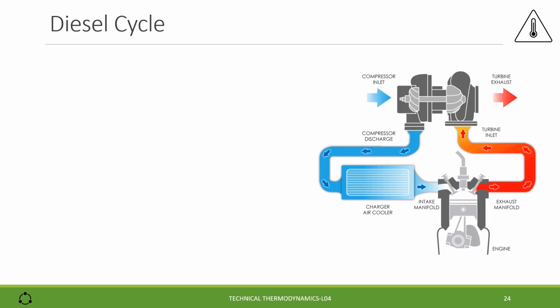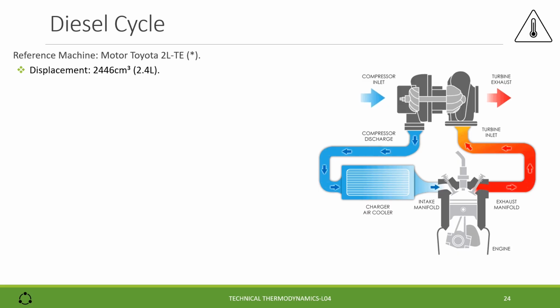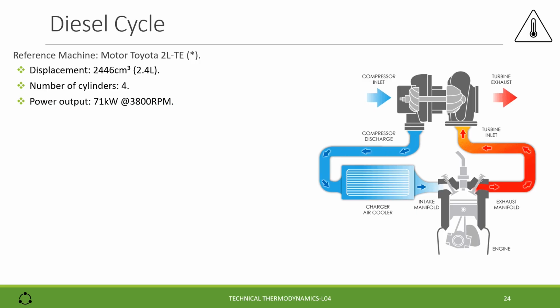Also, in this case, to make it more interesting, we refer to a real motor. We take the Toyota QL-TE, which has a displacement of 2446 cubic centimeter, very similar to the one we have seen with the Nissan motor for the Otto cycle, and then also 4 cylinders. The power output is in this case less, 71 kilowatt, and this takes place for a revolution speed of 3800.